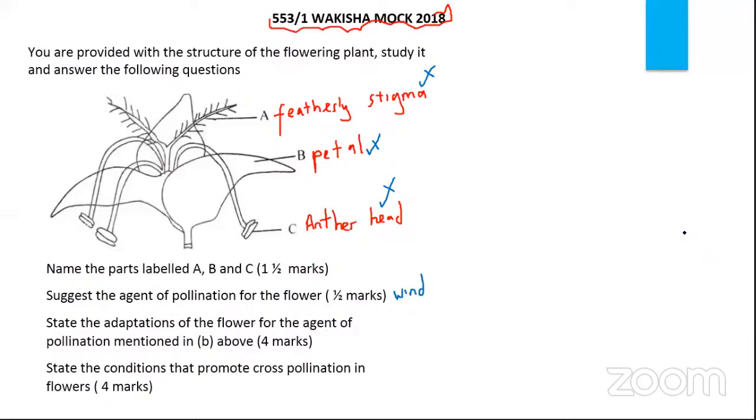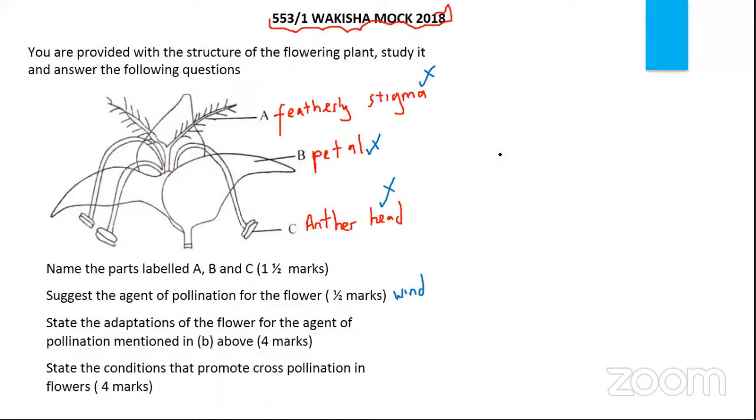Let me clarify this. Actually, most of you, I think, don't know the meaning of the word adaptation. The question is very clear. State the adaptations of the flower for the agent of pollination mentioned in B. So far I've not yet gotten anyone answering the question. You are just giving me parts. For example, you say it has feathery stigma. Now, how is that an adaptation? Can I have someone to first explain to us the meaning of the word adaptation?